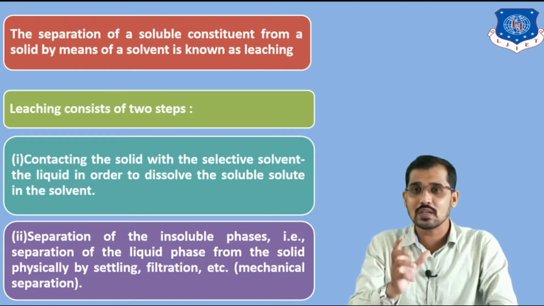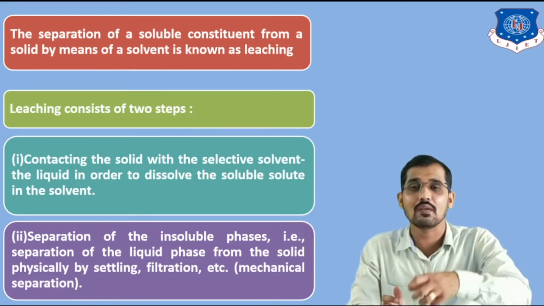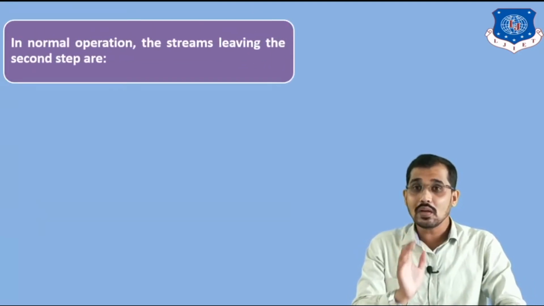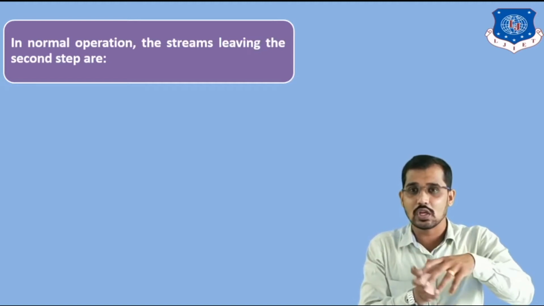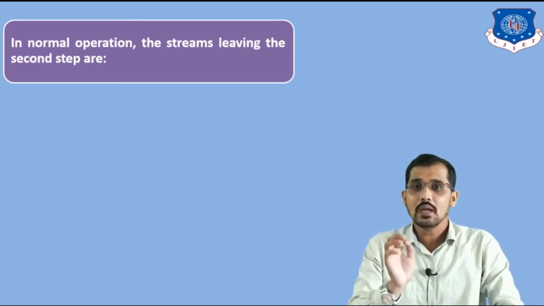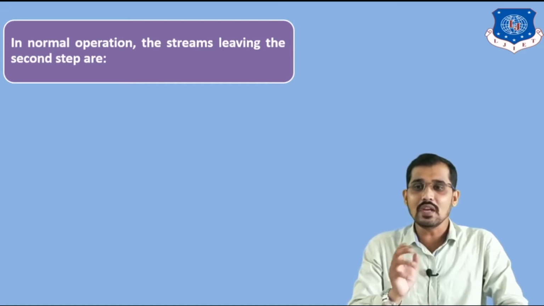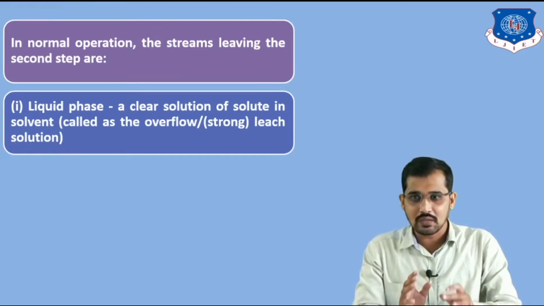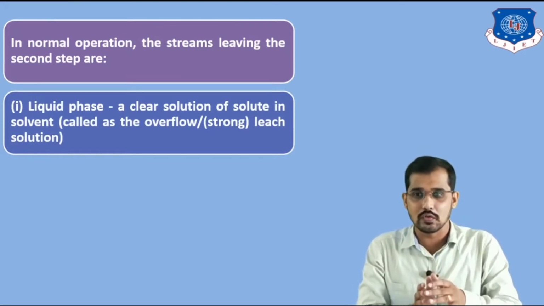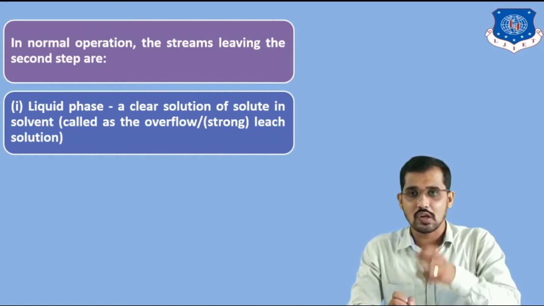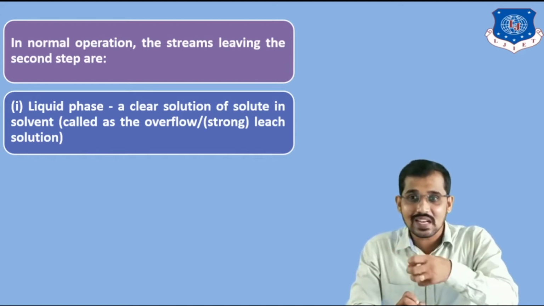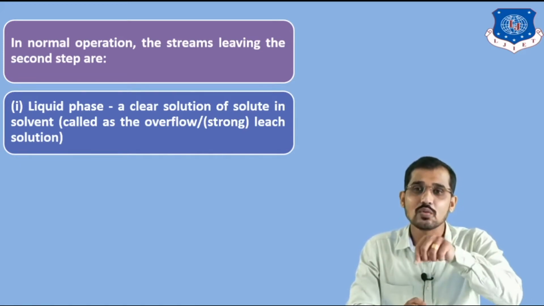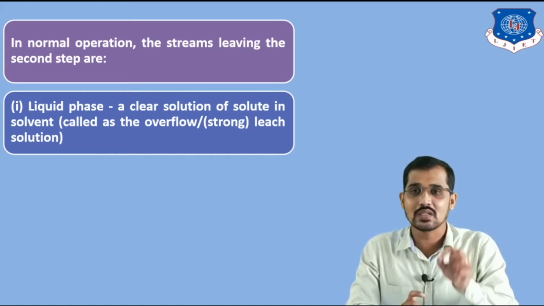Now in the first step, we are getting some solute particle in our solvent. So what is the function of that? Now you can see here, whatever our requirement, that is the clear solution, or overflow. In normal operation, the stream leaving the second step, the first one, is the liquid phase. Liquid phase means a clear solution of the solute in the solvent. It means whatever solute particle the extracting solvent is extracting is present in that solvent, and that whole solution is nothing but the clear solution, which is known as the overflow.